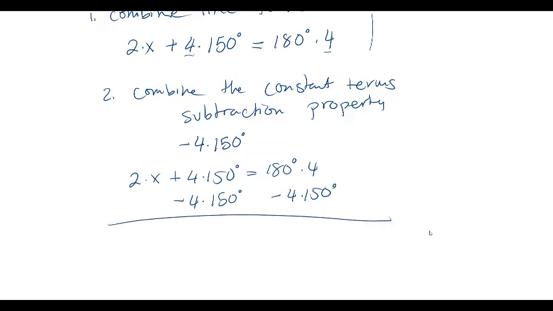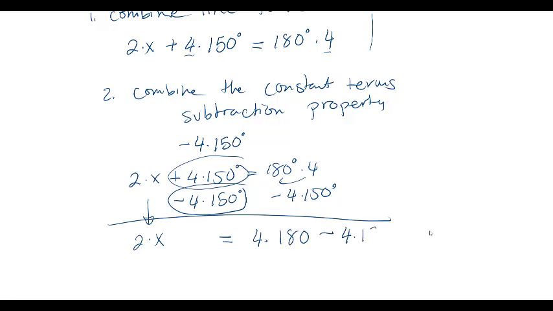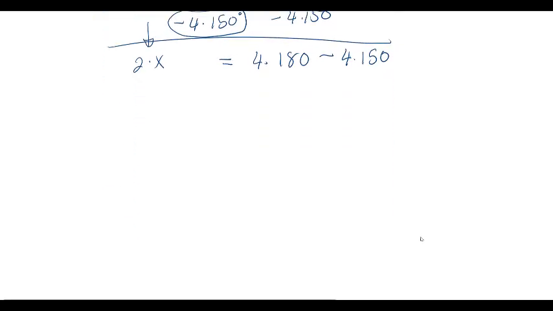Okay, so now on the left, we have 2 times x, but we have plus 4 times 150 minus 4 times 150, and so we're adding and subtracting the same term, so that equals 0. On the right, I'm going to change the order of this multiplication. I'll write it as 4 times 180 minus 4 times 150. Okay, now it looks like we have the same coefficient here, right?